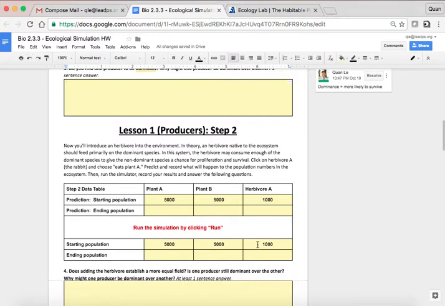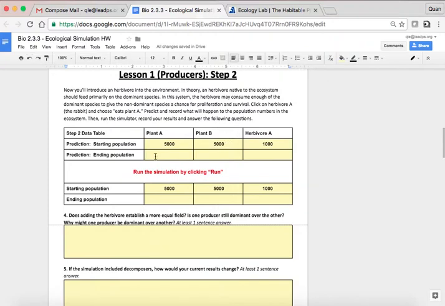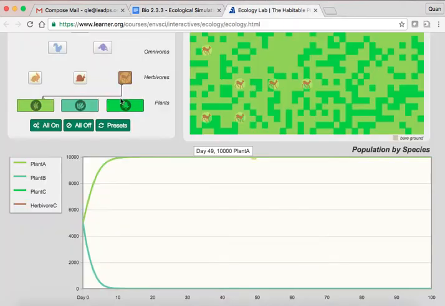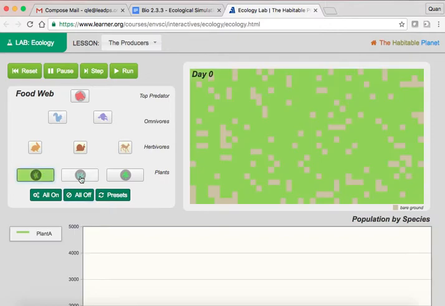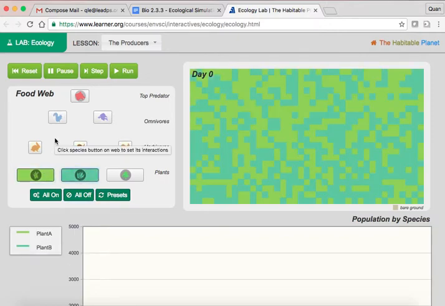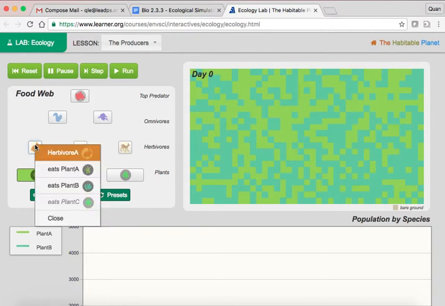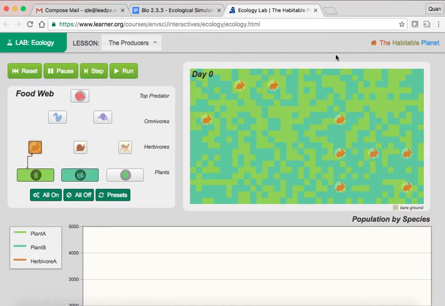Moving on to the next part, you'll fill out a different data table. Again, fill in the starting populations, which is always 5,000 for plants, and for herbivore A, which is the rabbit, it's 1,000. Going back to the simulation, you can turn them all off and turn on plant A and plant B. To connect an organism to a plant or another organism, you click on the herbivore and then it eats plant A. It'll randomly disperse the rabbits throughout the terrain, and you can click run to collect your data.